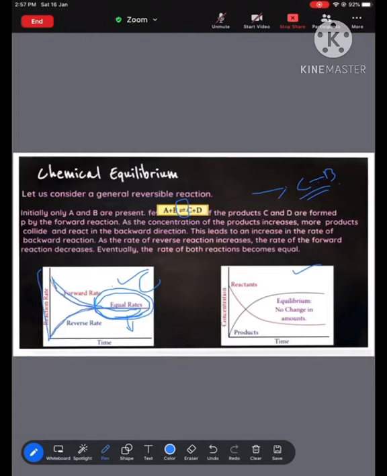In the course of time, what happens? The C and D formed will collide with each other, and they will form A and B. So the reactants will increase. The system will have no net change at one point, because the rate of the forward reaction and that of the reverse reaction are going to be equal.